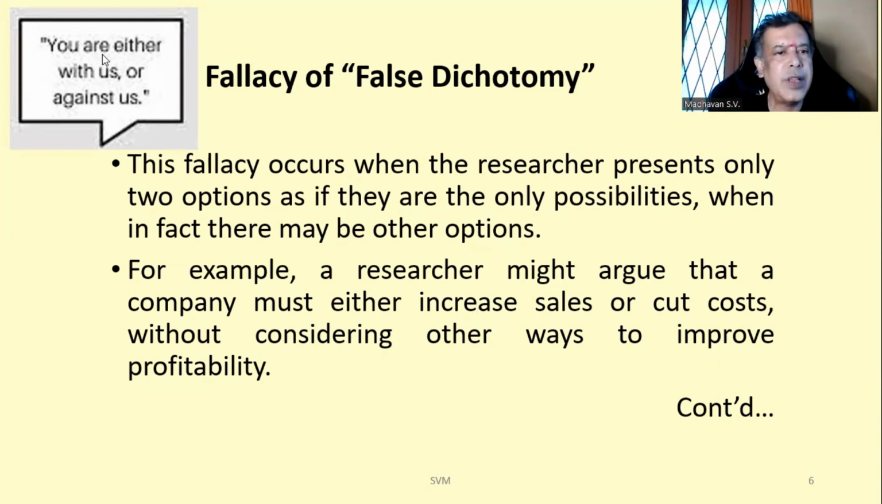So here there is a picture. You are either with us or against us. Means he is not allowed to be neutral. So that is called a false dichotomy.